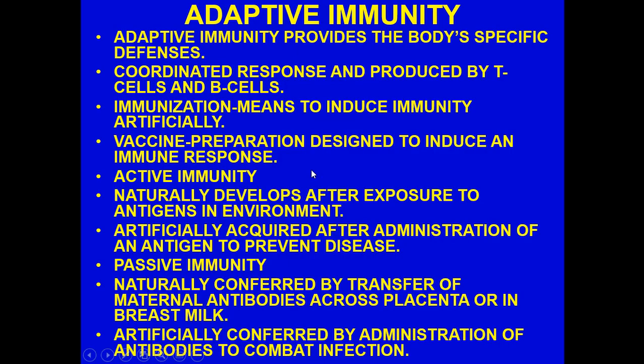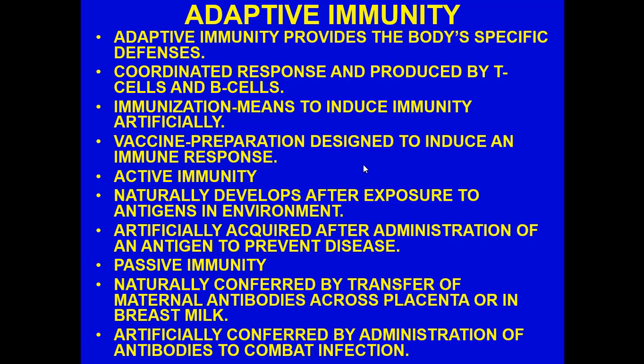Okay, what we're going to do is talk for a little bit about adaptive immunity. Not too long, but we need to go over this. Adaptive immunity provides the body's specific defenses. It's a coordinated response and is produced by T cells and B cells. Immunization is a means to induce immunity artificially. Just like right now, everybody is trying to find a vaccine for COVID-19. If you have that, you can induce immunity without the patient undergoing exposure.